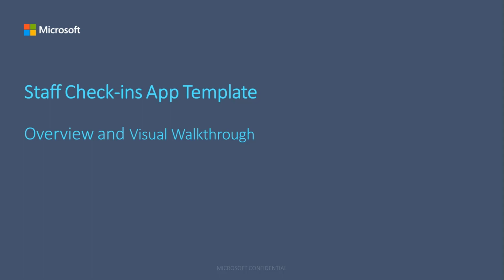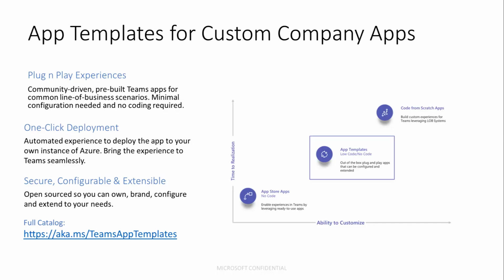Just to remind you before we jump into the demo, what app templates are. App templates are custom company apps that you can pick up and install to your team's tenant. They are built and published mostly by the team's engineering team, and they're meant to be ready-to-go, low-code, low-configuration apps that serve your purpose. But this is open source code available on GitHub, so you can pick this up and use it as you see fit. You can customize it, you can add features to it, and so on.